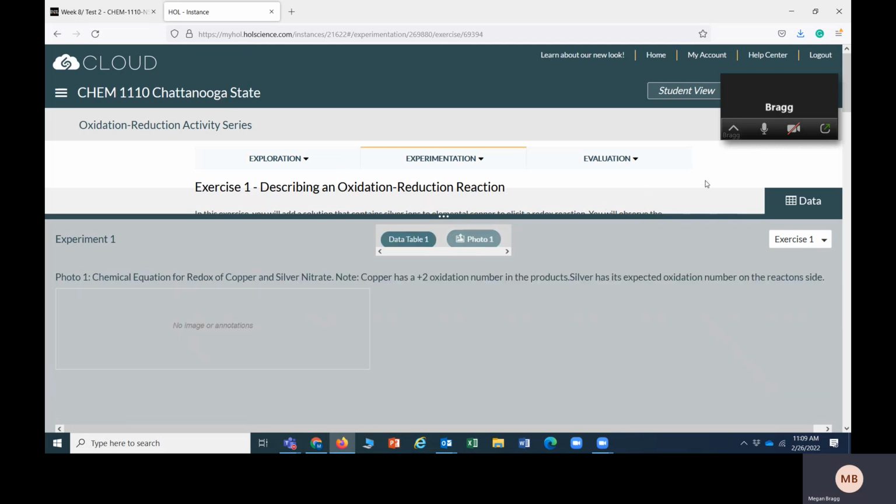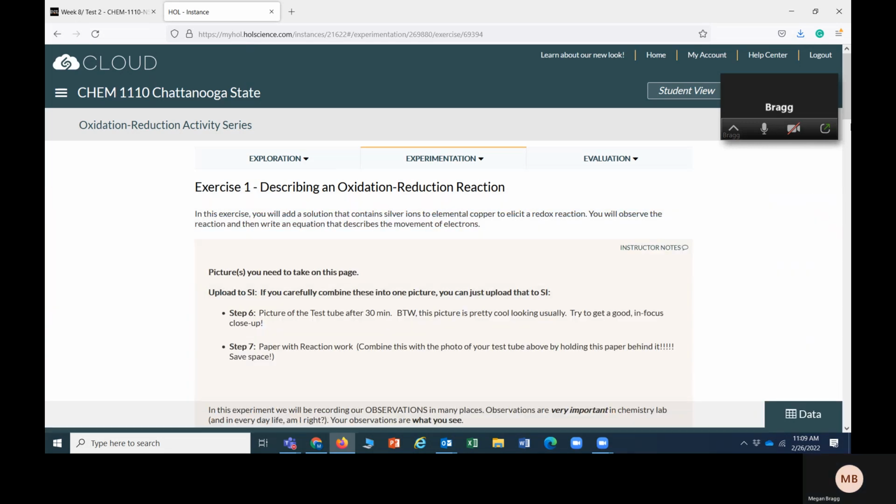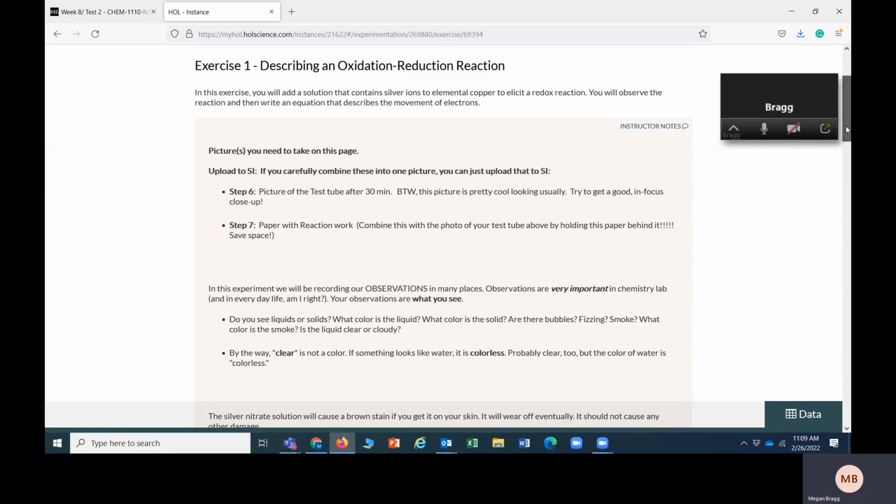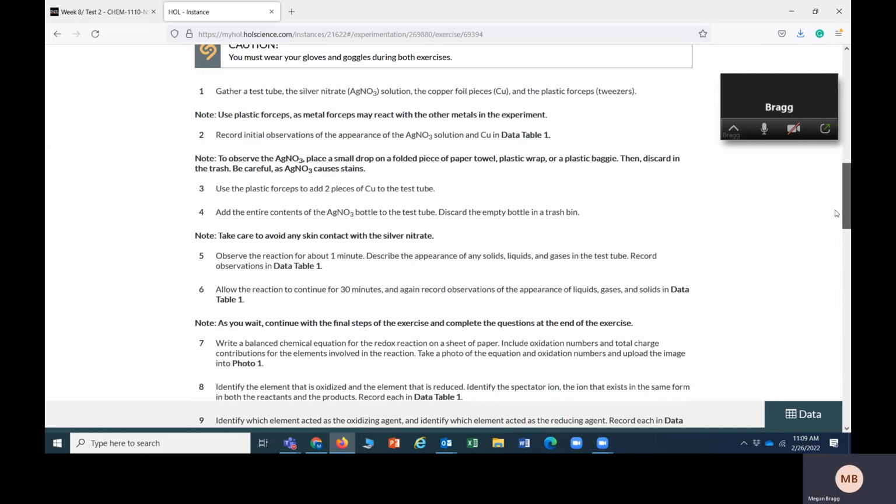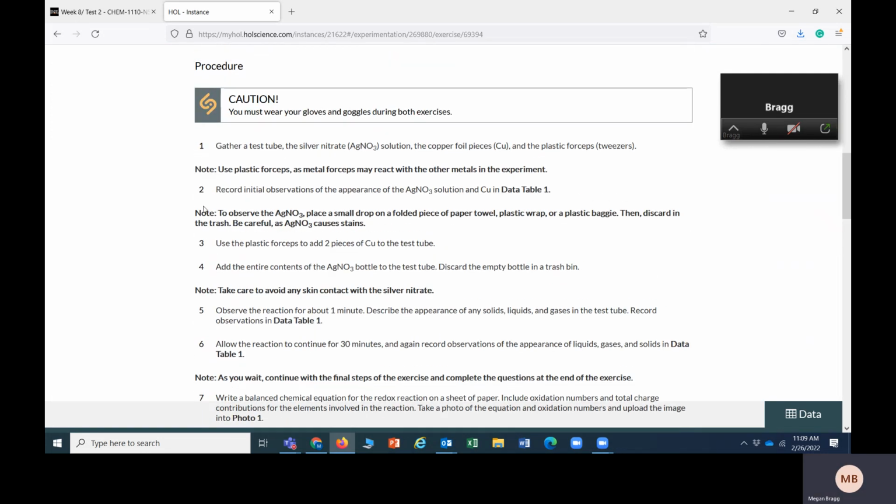And sometimes you can put both your work and the picture in that one photo. The picture of the test tube at the end. So there's your setup, really and truly. This one isn't going to take very long. You're just going to get a little copper out. It's like just little strips of it. And you're just going to put a little bit in the test tube. You're going to put that bottle in, and you're going to wait.